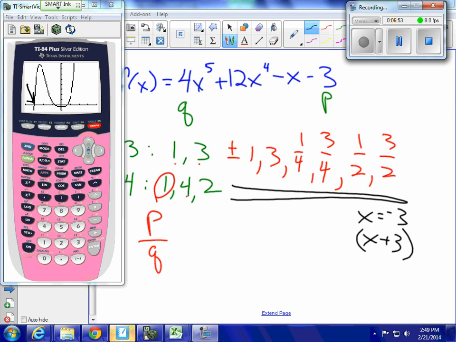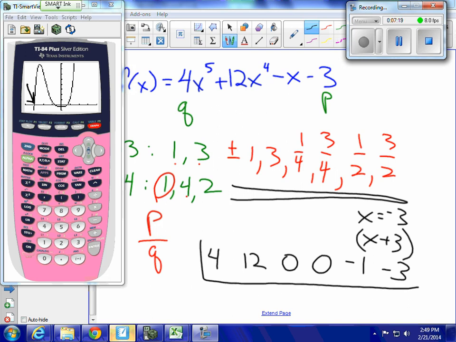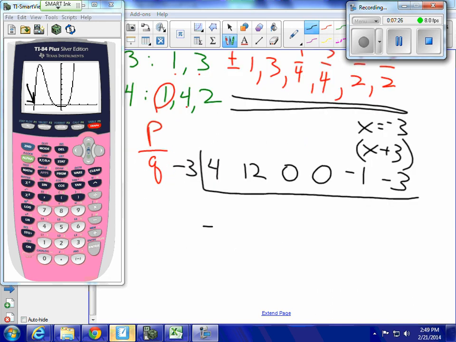And I'm going to write my polynomial here, so that I can do synthetic division. So I have 4, 12, and then I have to fill in my 0 placeholders. I don't have any x to the third or any x to the second. I have a -1 x to the first, and then I have -3. So I've set up my synthetic division here, and I am going to try and do that synthetic division by -3. All right, let's see what happens.